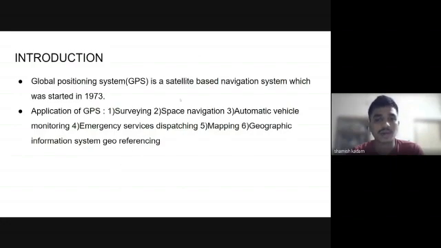and it detects the position of the object. It was started in 1973, and applications of the GPS are navigation and surveying. Also, it is used in space navigation, in automatic vehicle monitoring, in emergency services, mapping, and geographic information system georeferencing.